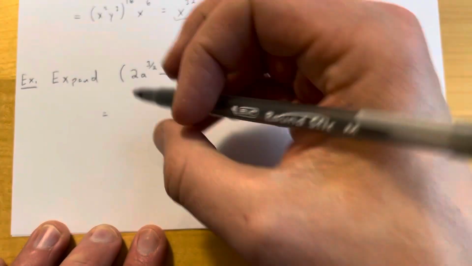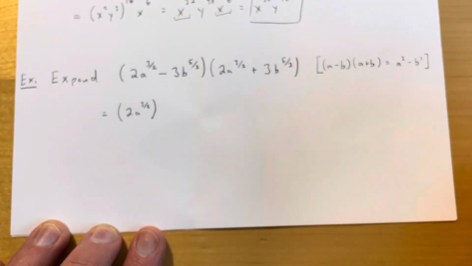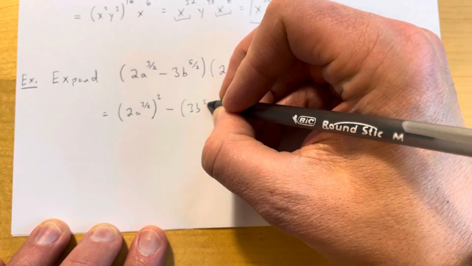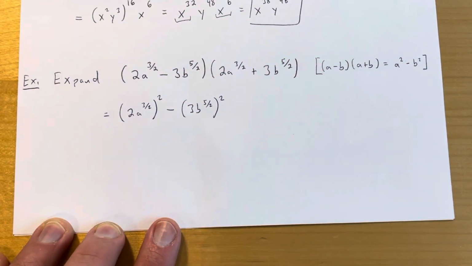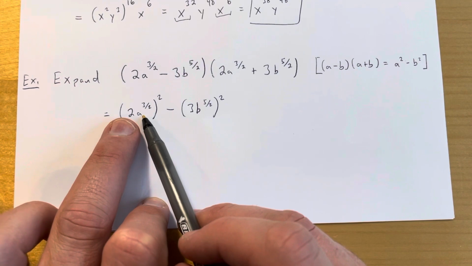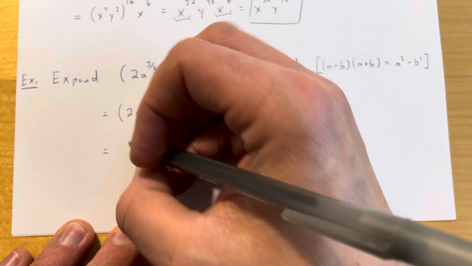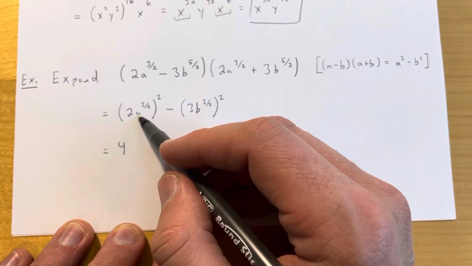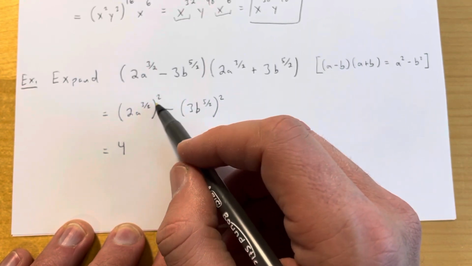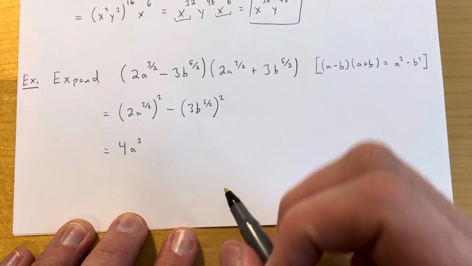In my case here, I have 2a to the 3/2 squared minus 3b to the 5/2 squared. Now, because I have a product in each one of these things, I can distribute the exponent in. So first I'm going to have 2 to the second power, or 2 squared, which is 4. A to the 3/2 to the second power. Now it's a power to a power, so I multiply them. But when I multiply them, this 2 and that 2 just cancel each other. I get a cubed.